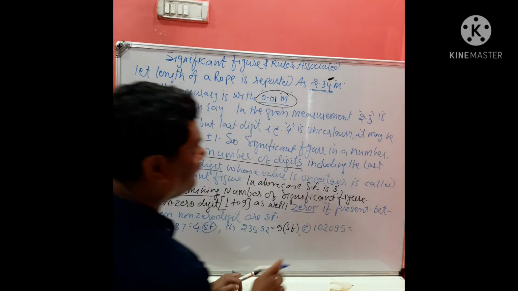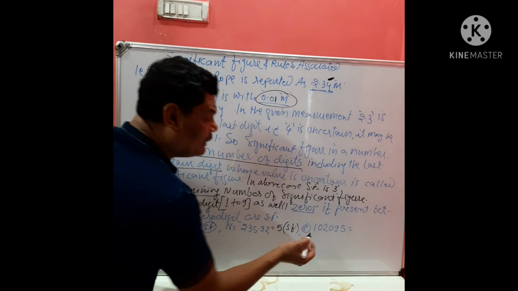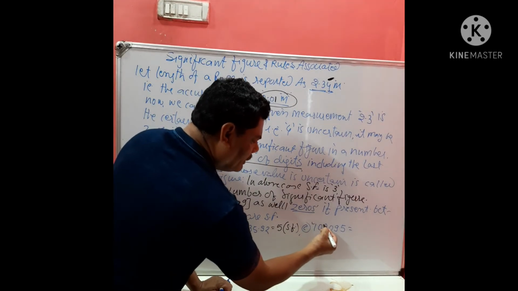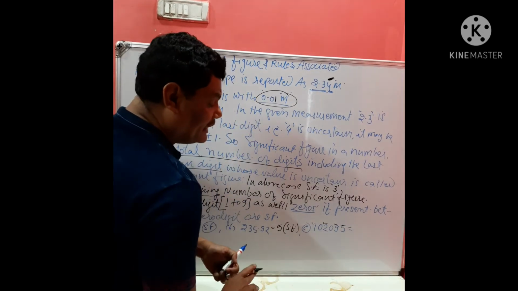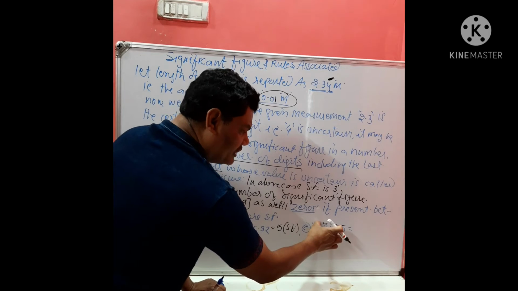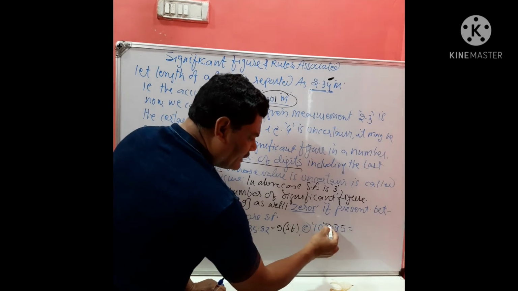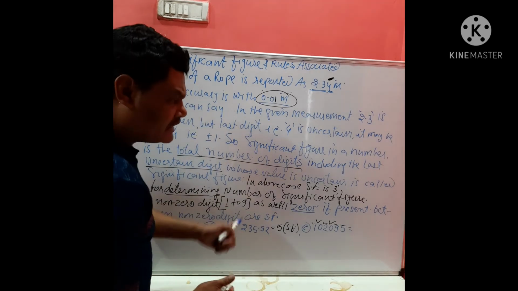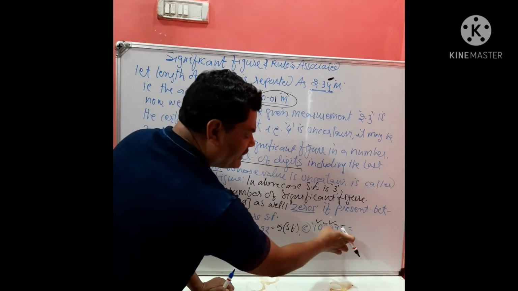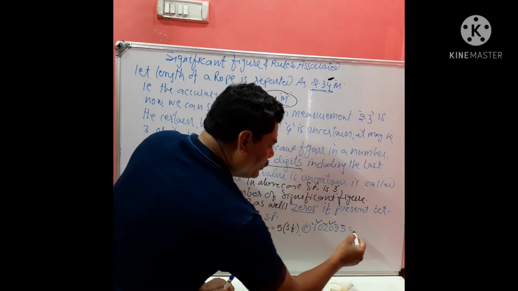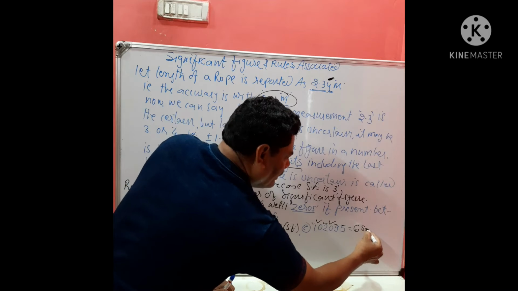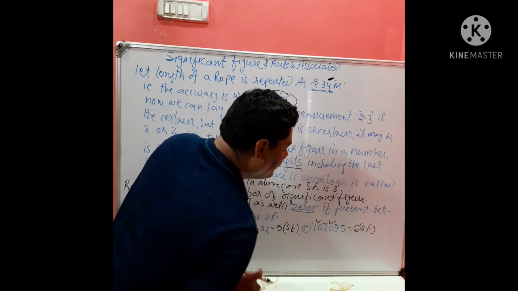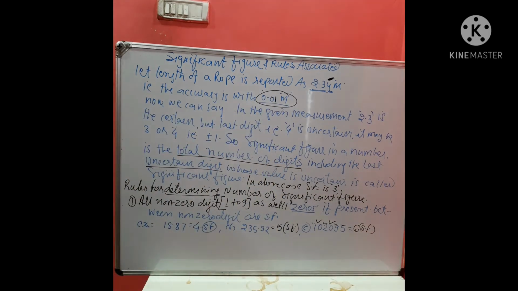But if the number is, for the C question, 102095, then along with the non-zero digits 1, 2, 9 and 5, there are 2 zero digits, this one and this one. They will also be included as significant figures because they are present between non-zero digits. So the total is 6 significant figures. In this way, the digit 0 can become a significant figure.